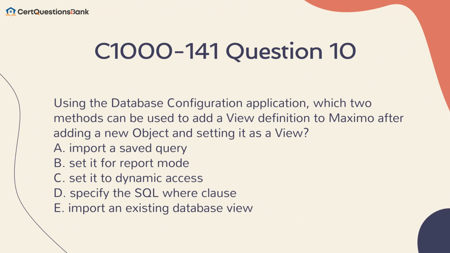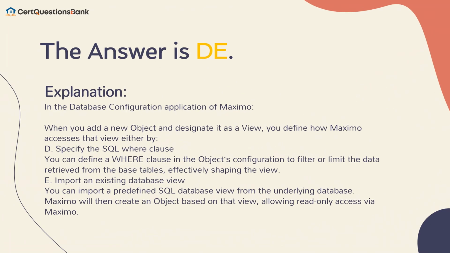Using the database configuration application, which two methods can be used to add a view definition to Maximo after adding a new object and setting it as a view? A. Import a saved query. B. Set it for report mode. C. Set it to dynamic access. D. Specify the SQL where clause. E. Import an existing database view. The answer is D.